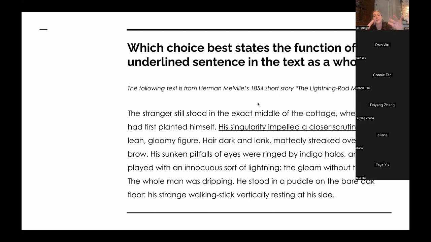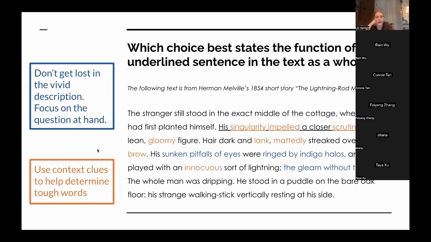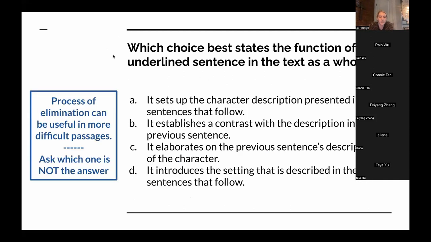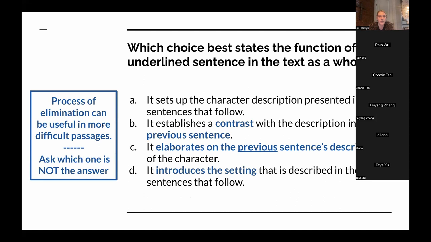When you approach ones with difficult language, you don't want to get lost in the vivid description. Focus on the question and use context clues to help determine long words. You don't always need to know the meaning of every word, right? You're just reading in a smart way for the answer. And here, a process of elimination, just like we did with words in context answers today, can be helpful.